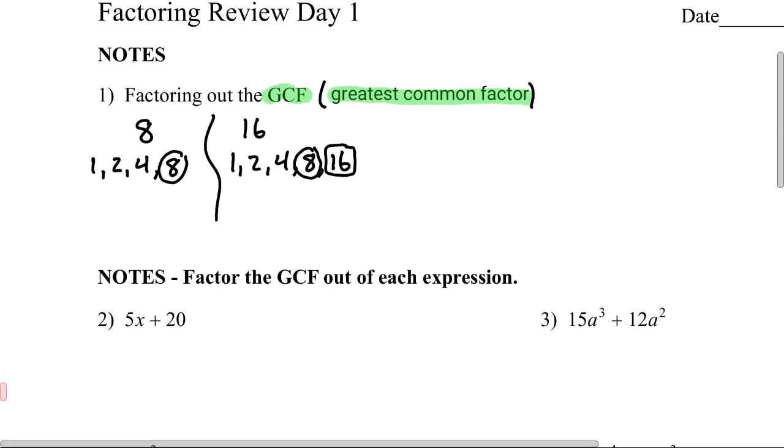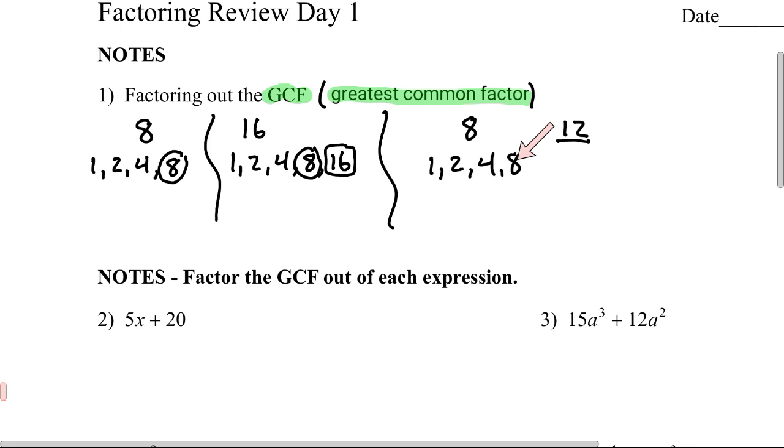So how about if I had, let's say, 8 and 12? Well, I'm going to list all the factors of 8, so just like before, 1, 2, 4, and 8. And I'm going to save some time. I'm not even going to list the factors of 12. I'm just going to ask myself questions.